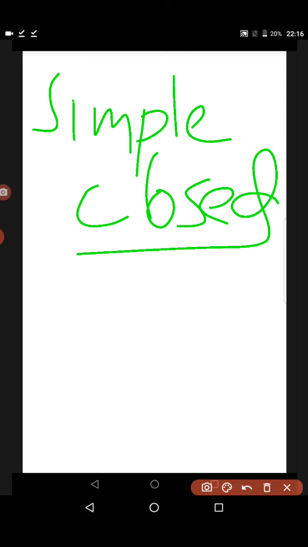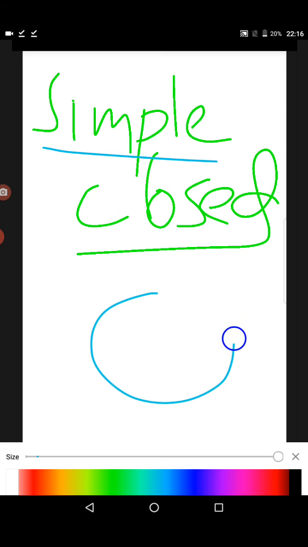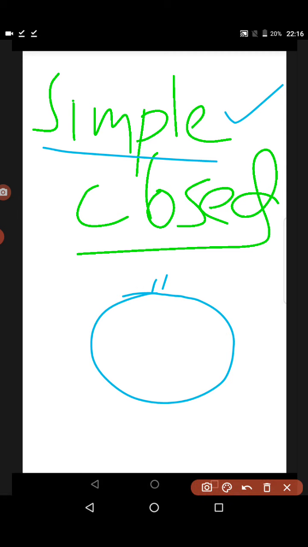And these diagrams whichever you are using, simple closed, that diagrams should be drawn without lifting pencil. Suppose circle is there, I didn't leave my pencil in between. I have started here, I have ended here. So that is called a simple closed figure. I will give you some more examples.